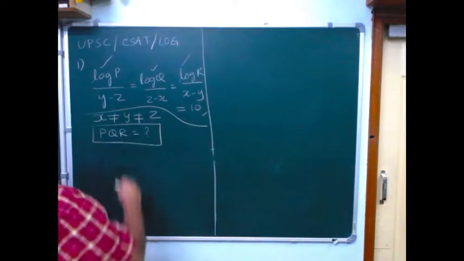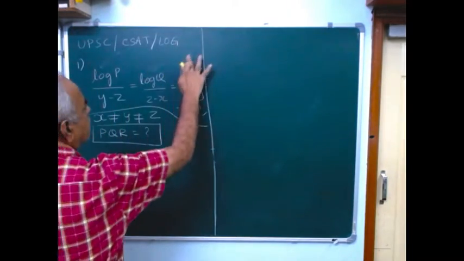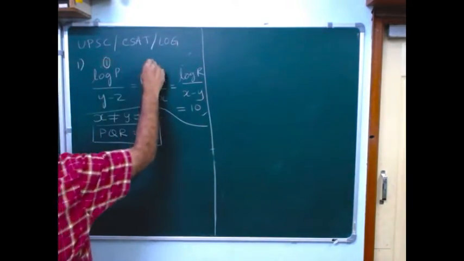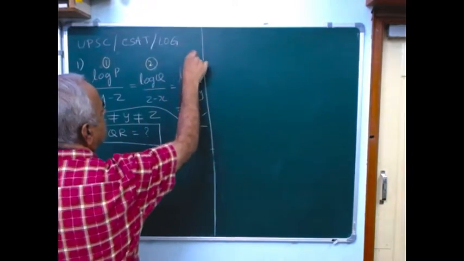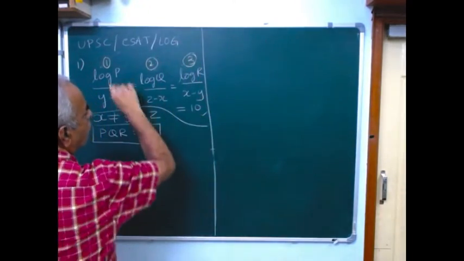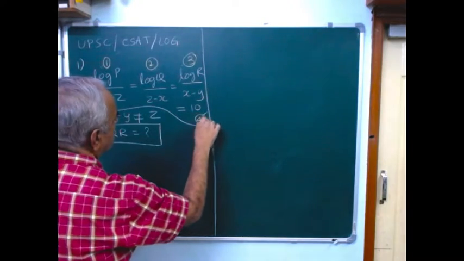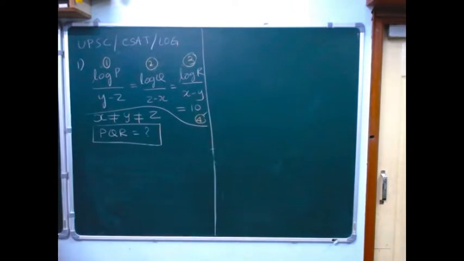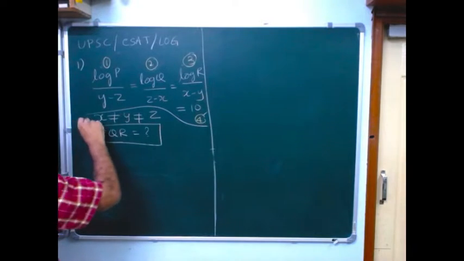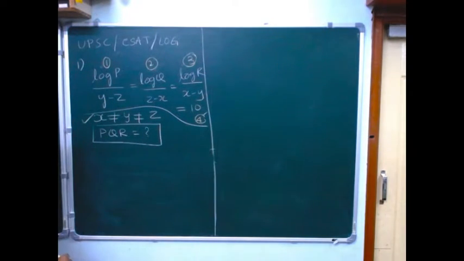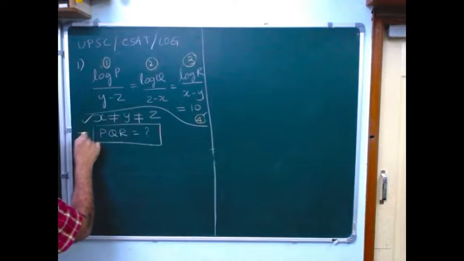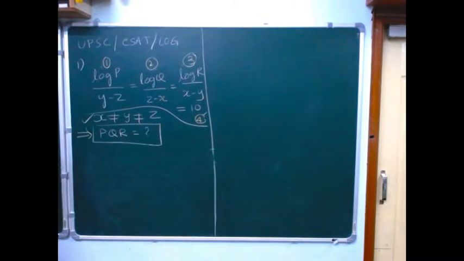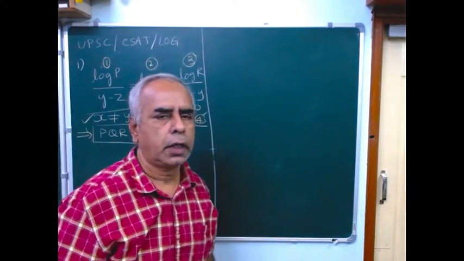Now listen, this is the first term, this is the second term, this is the third term, and all of them are equal to this fourth term, that is 10. Now the given is x is not equal to y is not equal to z. What is asked? PQR is asked. They would have given four options, and you have to select the correct answer.